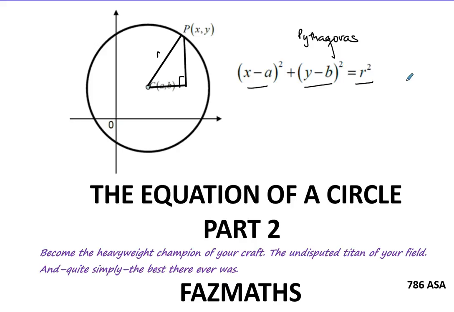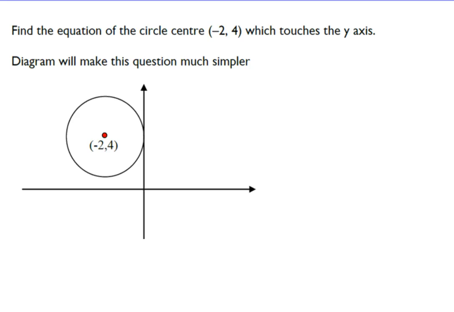All right, the questions now. Find the equation of the circle center minus 2, 4, which touches the y-axis. Now, every word in a question is relevant, so don't just skim through it. It touches the y-axis, so you can see there's a point there, and that point will be 0, 4. So immediately, before reading anything else, you know that that length is 2, which is the radius.